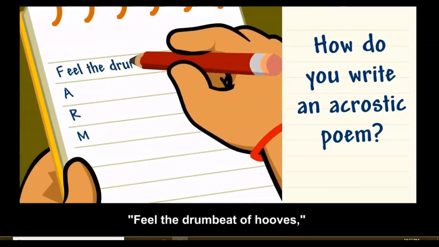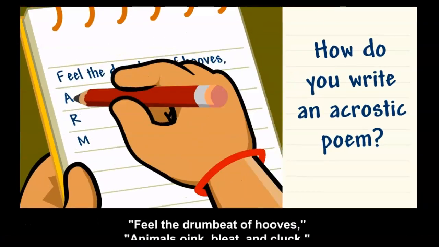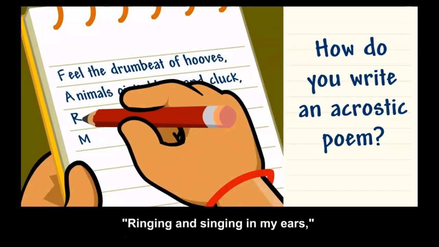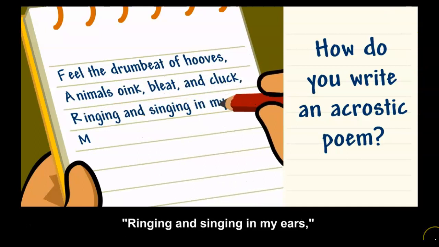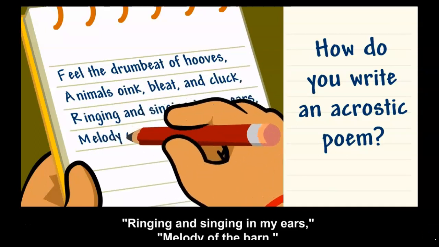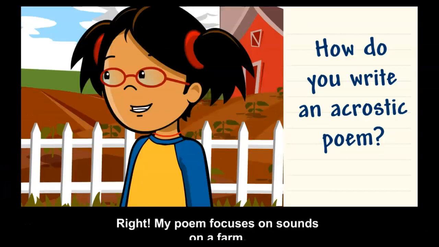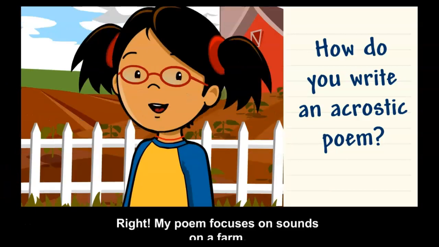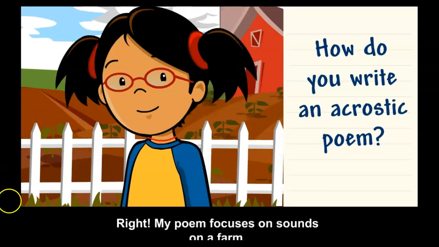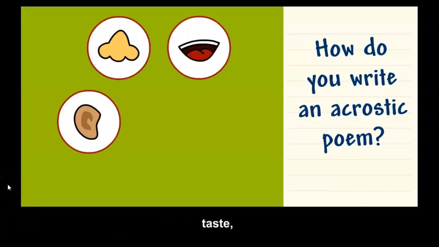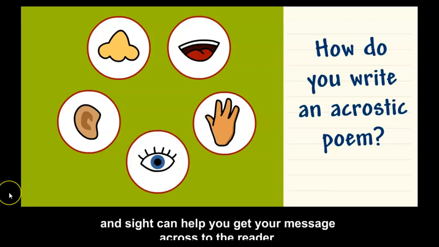Feel the drumbeat of hooves. Animals oink, bleat, and cluck, ringing and singing in my ears. Melody of the barn. Right, my poem focuses on sounds on a farm. Sound, smell, taste, touch, and sight can help you get your message across to the reader.